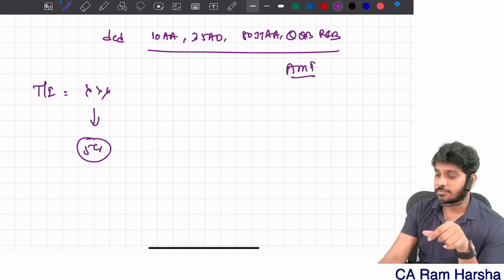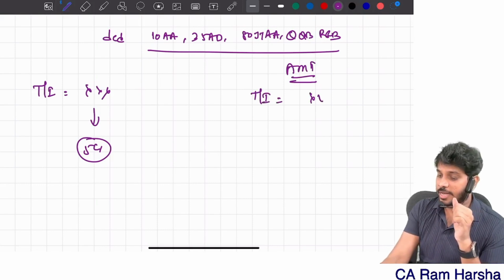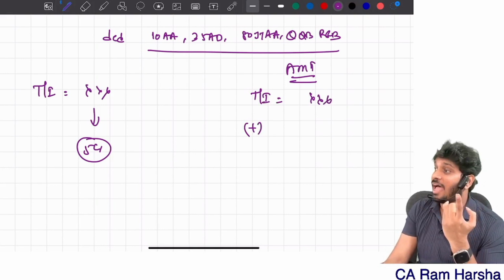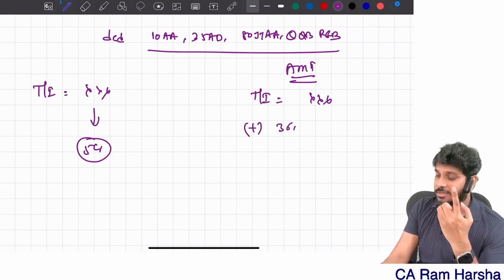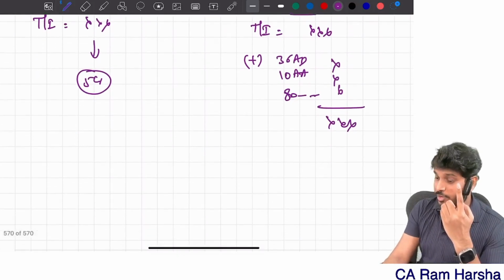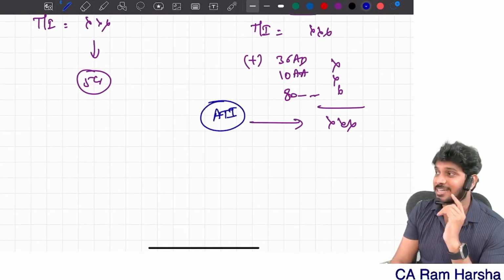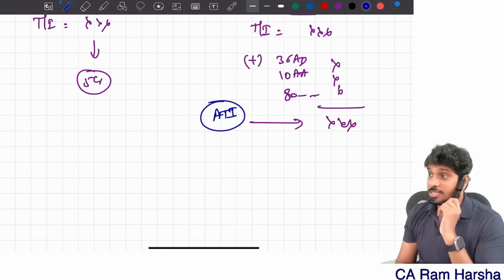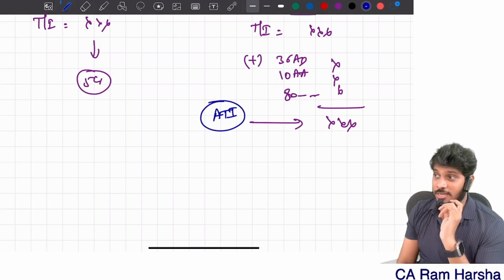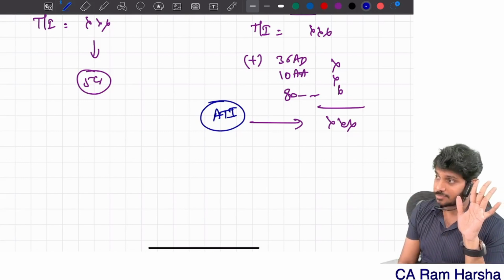Compute AMT now. How do I compute AMT? Your total income is there. For that, add back 35AD, 10AA, 80 series deductions, all that you claimed, right? Add back. Now you get some income, right? This is called adjusted total income. The word adjusted total income is used here, but the meaning is altogether different.